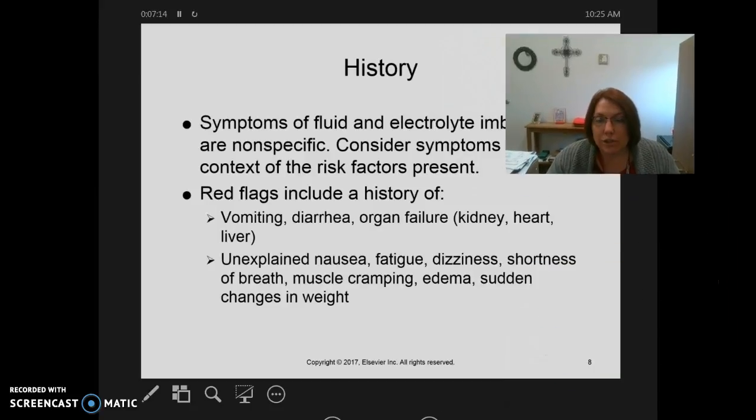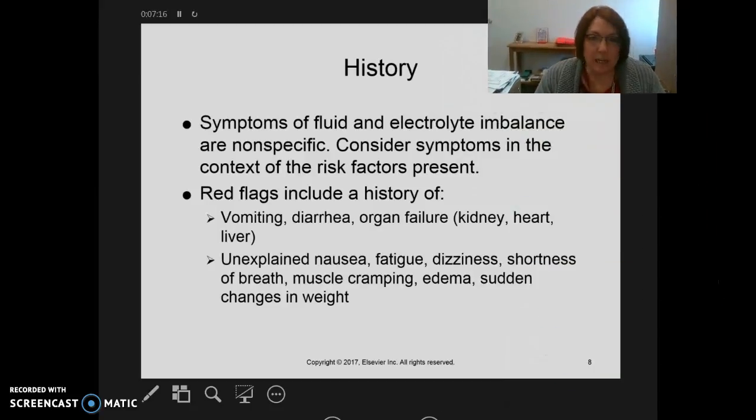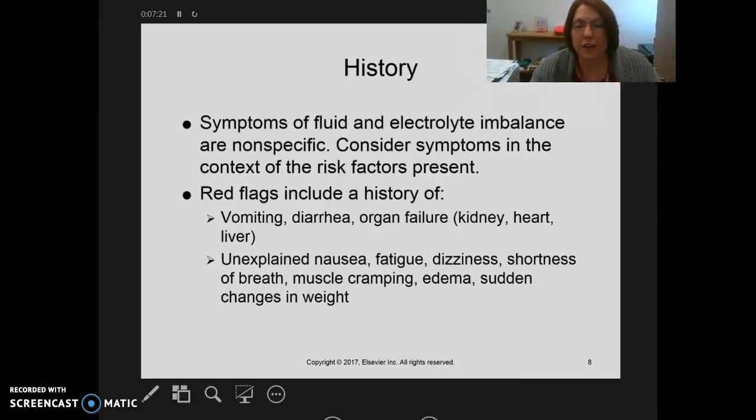For a general history of any patient with dehydration or any patient that is having fluid and electrolyte imbalance, I want to hit on how you might begin to suspect that somebody has a fluid and electrolyte imbalance. The symptoms are sometimes nonspecific, so we have to look at the symptoms in the context of the risk factors that are present. Okay, is the patient out in 100-degree heat? Are they having vomiting? Are they having diarrhea? Or do they have a history of organ failure, where they have kidney, heart, or liver disease, things like that that could manifest into fluid and electrolyte imbalances?